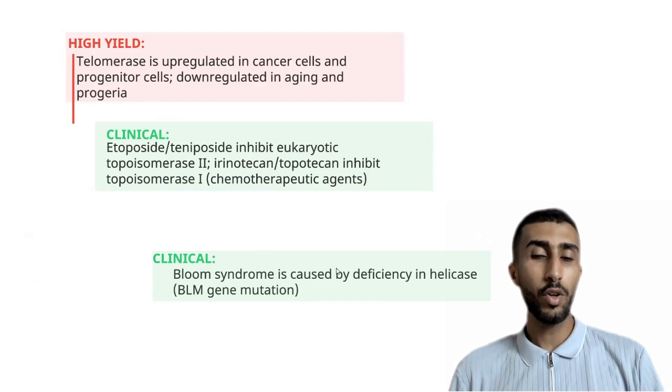Next is Bloom syndrome. Bloom syndrome is caused by a deficiency in a helicase. The helicase is also an important enzyme, so if we have a deficiency in it, we have a condition called Bloom syndrome, which has a BLM gene mutation.